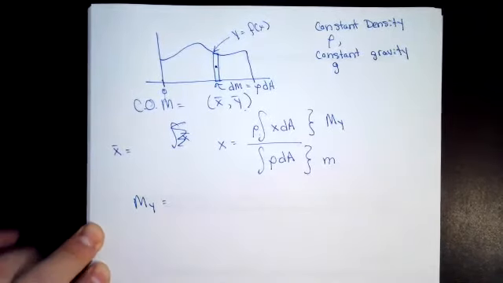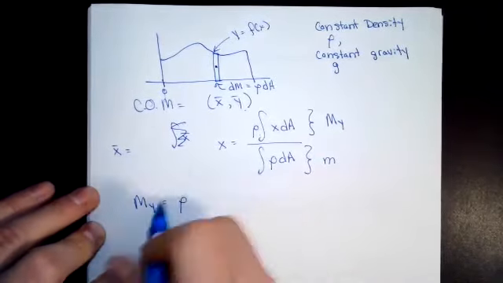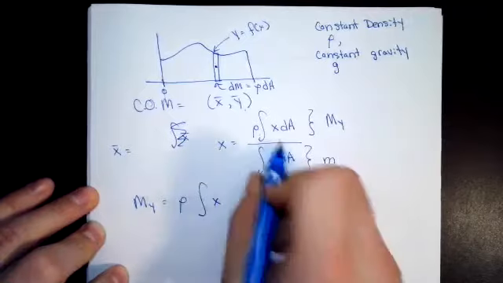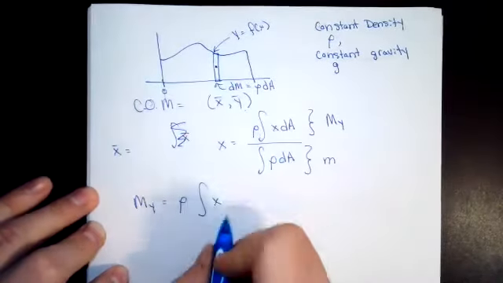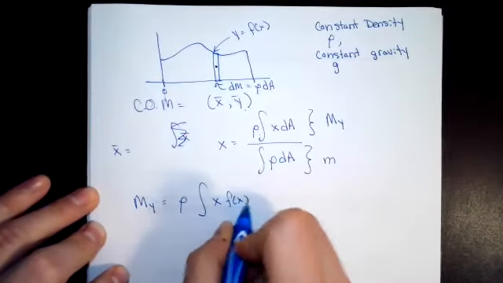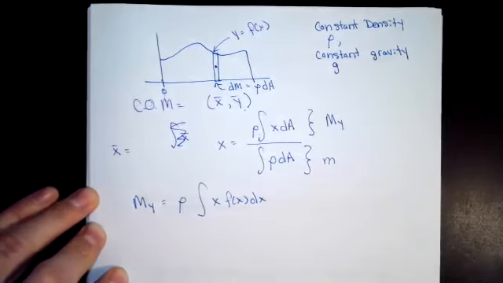And so let's just finish this up real quick. So my moment about the y-axis is going to be x dA. So what is the area of this guy? It's just going to be the height times the width.